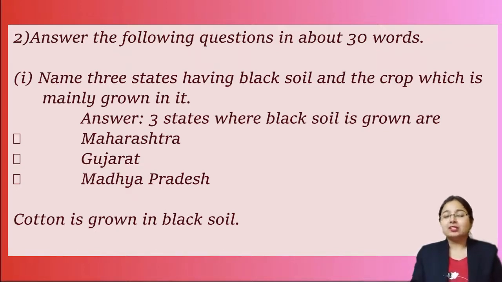You can also write Chhattisgarh, because in Chhattisgarh also black soil is found, and you can write the characteristics of black soil: why it is called black, why it is called cotton soil, why it is called regur soil. This you can write, and it is also found in the coastal region. It is found in Maharashtra, Chhattisgarh, in these areas basically black soil is found.